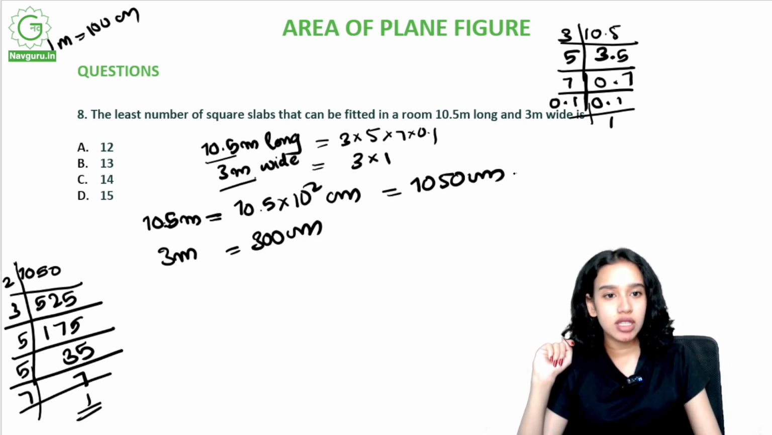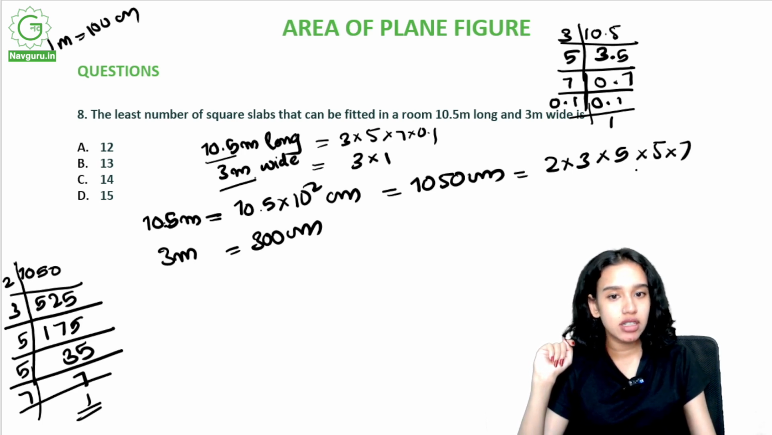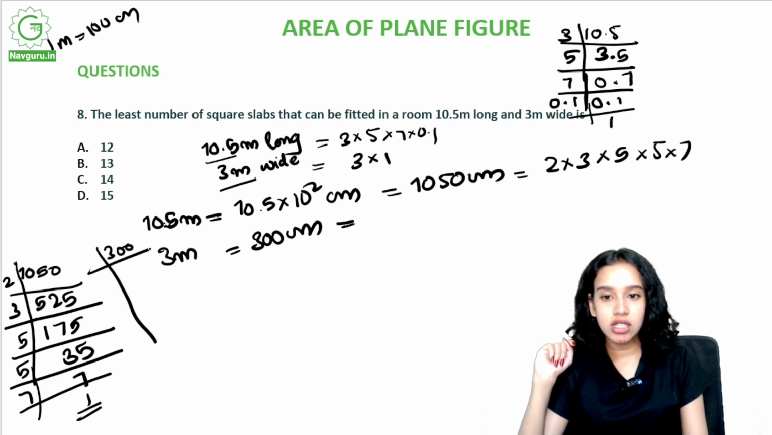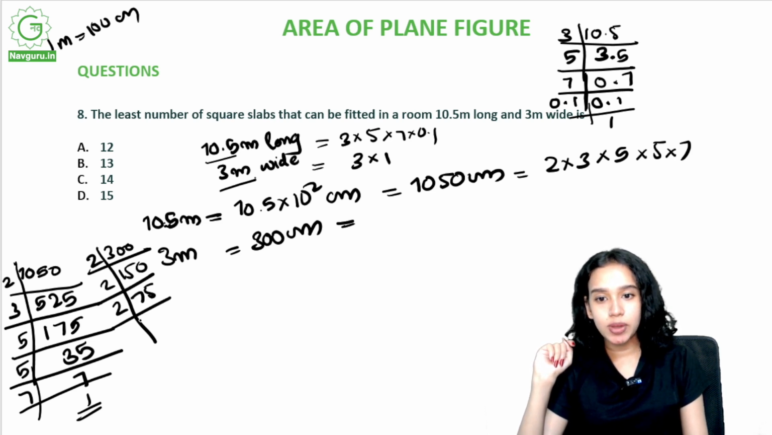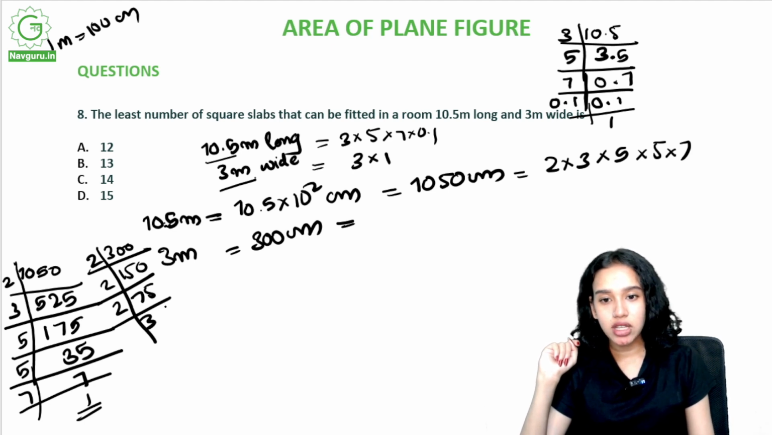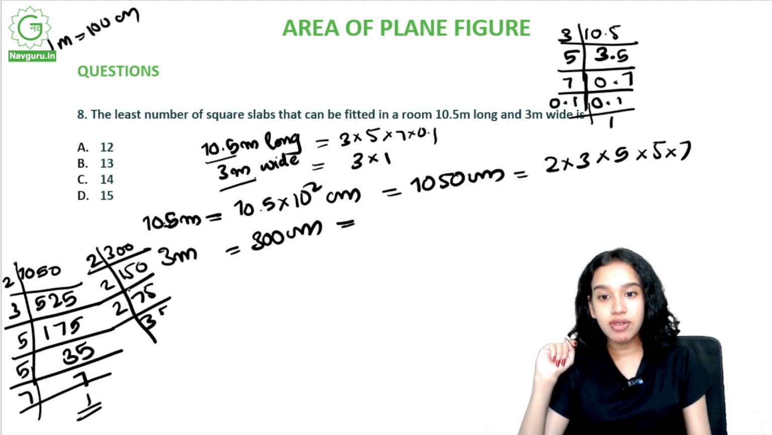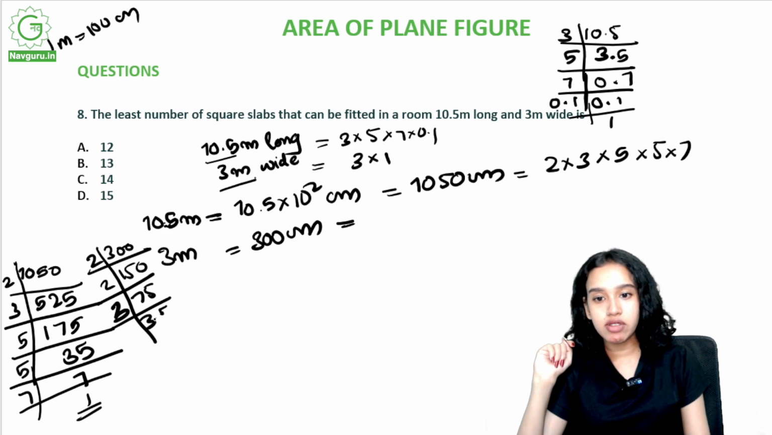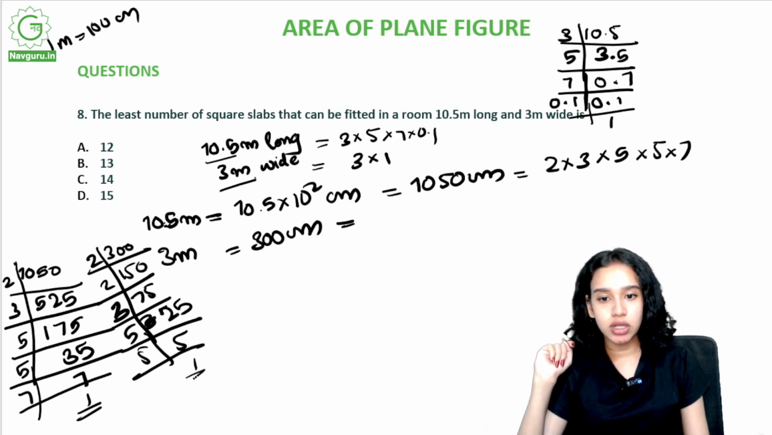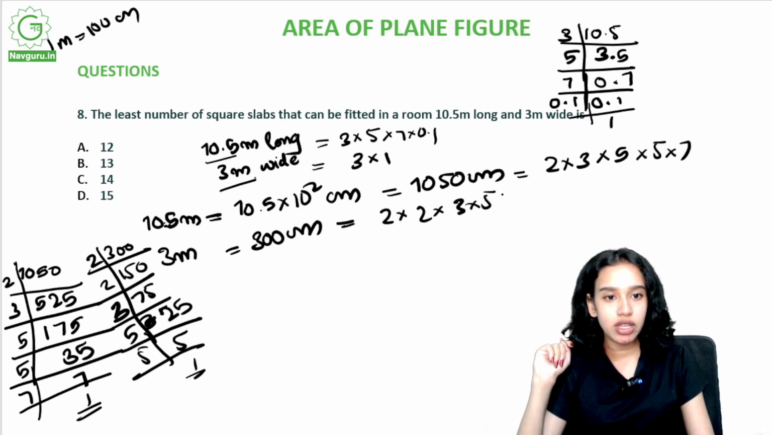So what are the factors of 1050? 2 into 3 into 5 into 5 into 7. Now what is 300 centimeters? 300 centimeters, we do the factorization. So in 2 we get 150, again in 2 we get 75. So 75 can't be divisible by 2. But this could be divisible by 3. So 2 3s are 6 and 5 3s are 15. Now with 5 we get 5 and again with 5 we get 1. So this can be written as 2 into 2 into 3 into 5 into 5.